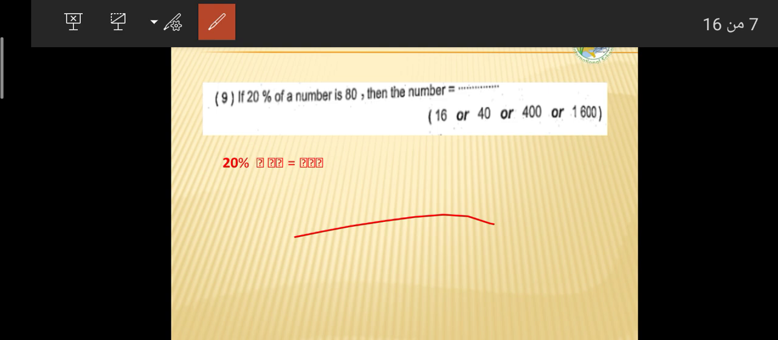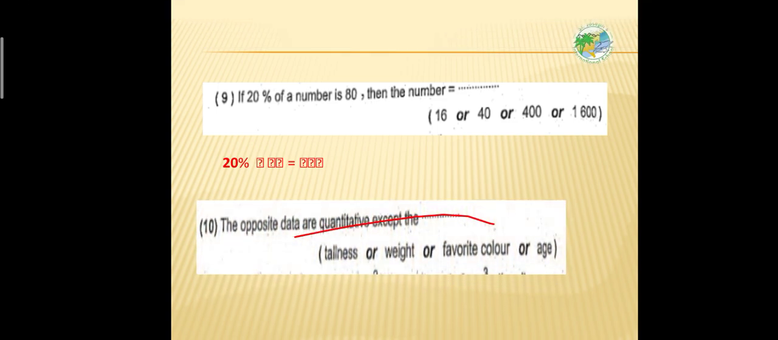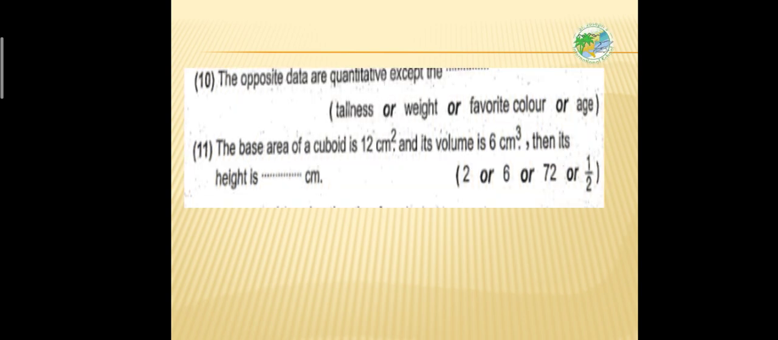Another question. The opposite data, quantitative, except favorite colors. This is the last question, number 10.